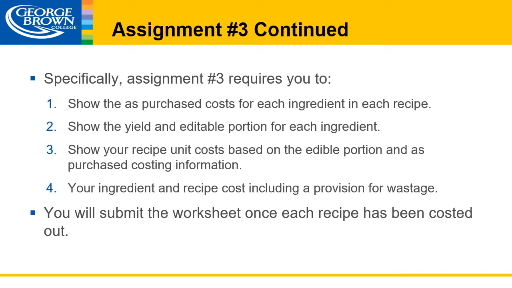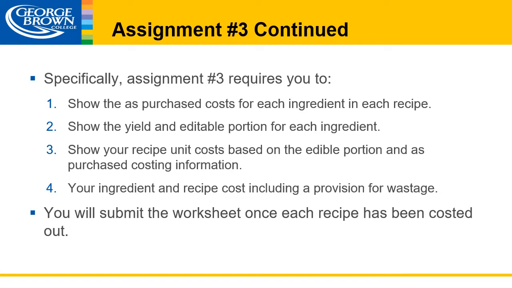So getting a bit more specific about the requirements of assignment number 3, you need to, 1, show the as purchased costs for each ingredient in the recipe. This is what you identified from assignment number 2. You're going to have to identify and show a logical yield and edible portion of a product. Remember that most products that we use are not 100% usable, so they have a yield. For example, if you're using an onion in a salad, you can't use 100% of that onion because you have to take off the roots, the top and bottom, and you have to take off the first 2 layers of the onion. So you're going to have to identify a yield for that product.